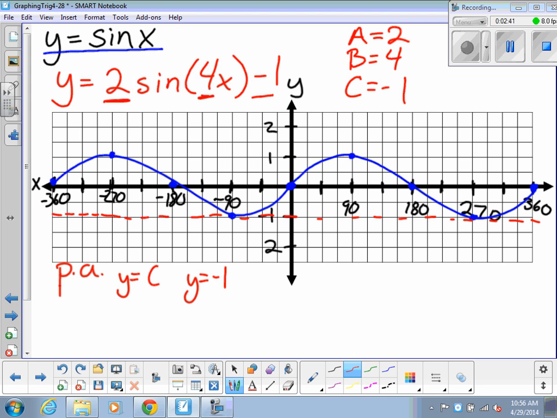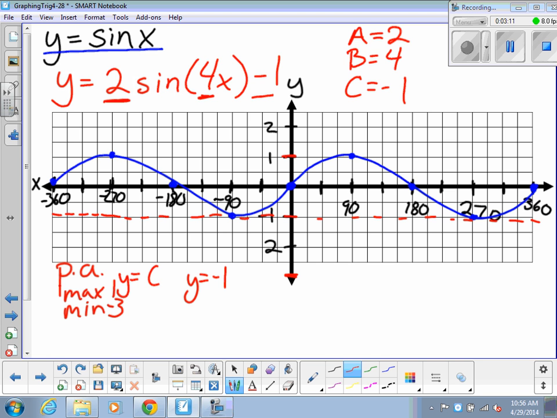Next, I want to identify my maximum and my minimum. I identify the maximum by taking the c value of negative 1 and adding the a value of 2. So negative 1 plus 2 is 1. And then I identify the minimum by taking the c value and subtracting the a value. So negative 1 minus 2 is negative 3. So my maximum is going to go at 1, and my minimum would be at negative 3, which is a little bit off this graph, so I apologize, but we'll make it work.